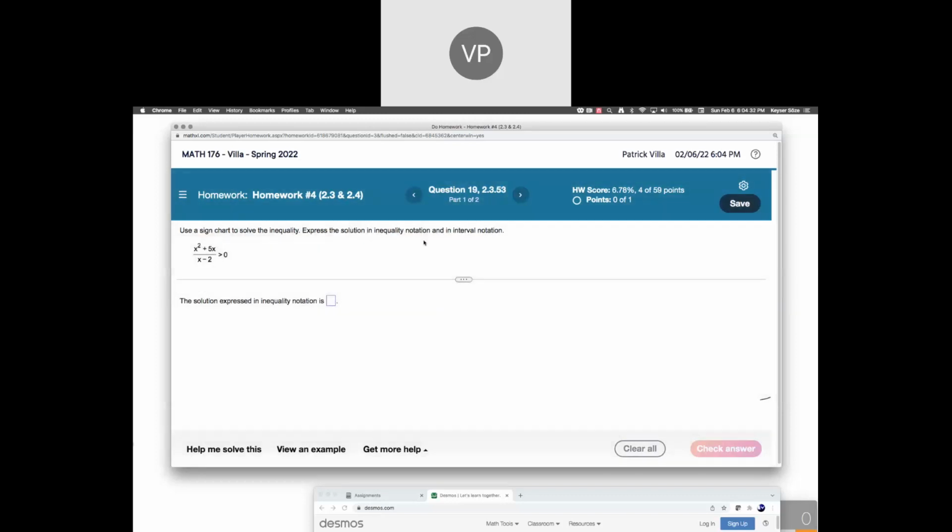So that was number 15. Let's look at number 19. Use a sign chart. This is what I wanted to do here to make sure we're all understanding that sign chart. So remember the sign chart.